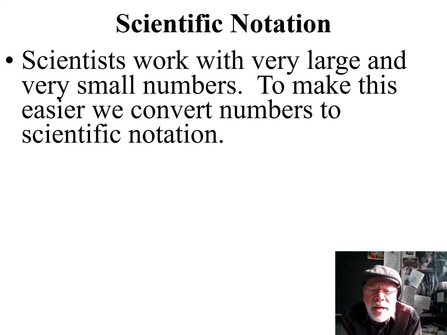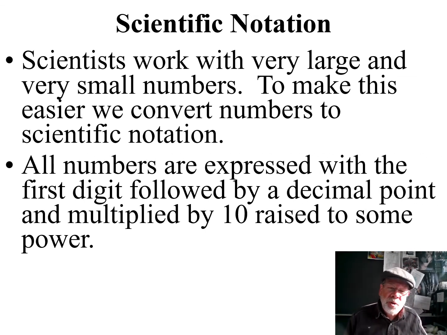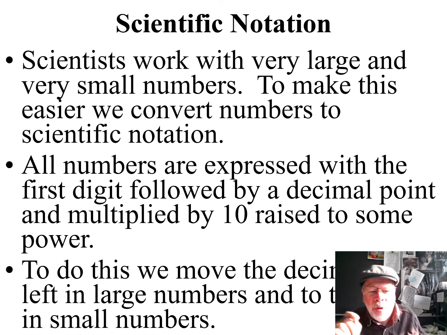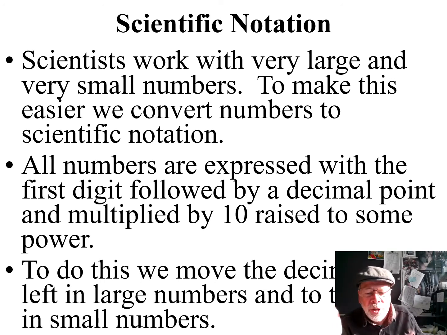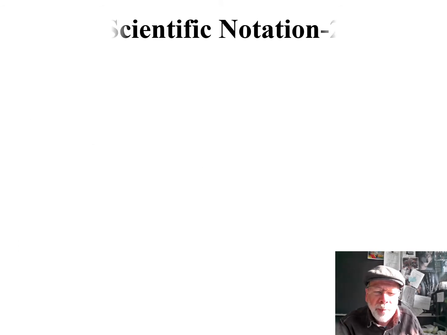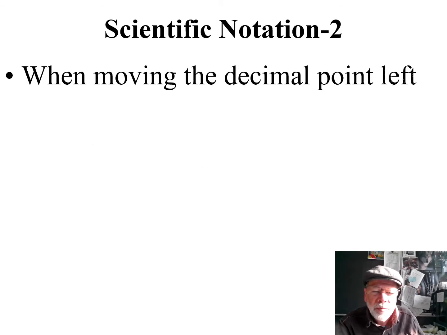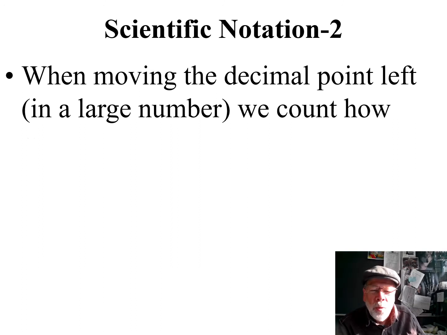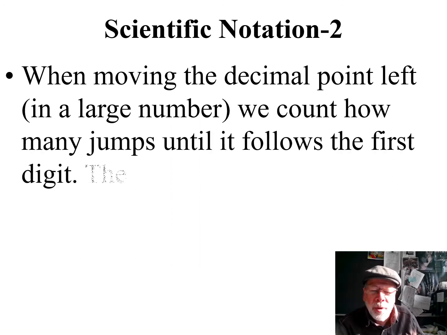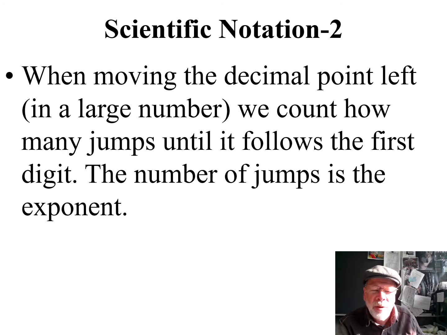Let's talk about scientific notation. Scientists work with very large and very small numbers. So to make this easier, we convert the numbers to something called scientific notation. So all the numbers are expressed with a digit, followed by a decimal point, and raised by 10 to some power. To do this, we move the decimal to the left in large numbers and to the right in small numbers. When moving the decimal point left in a large number, we just count how many jumps until it follows the first digit. The number of jumps is the exponent.